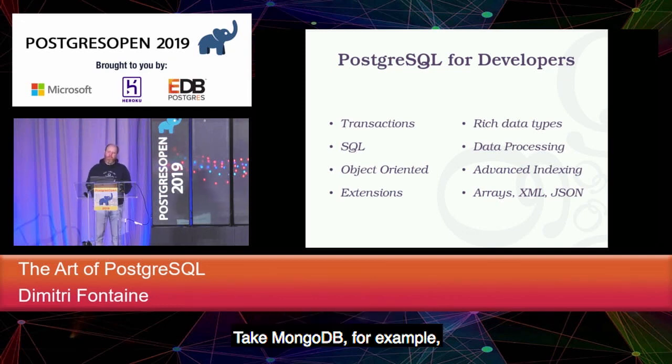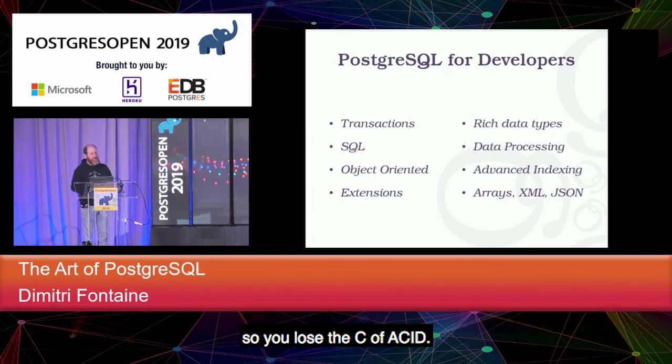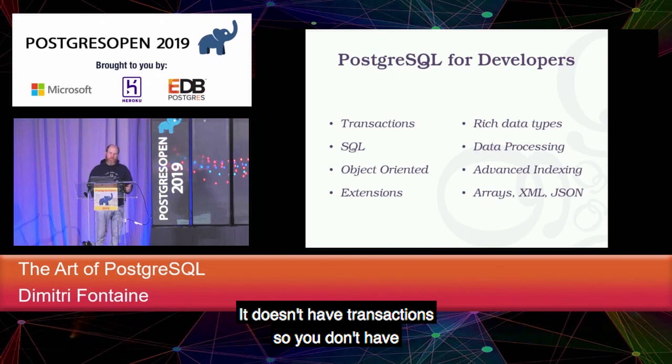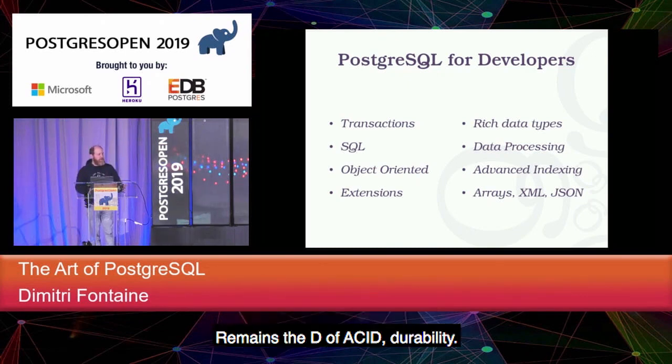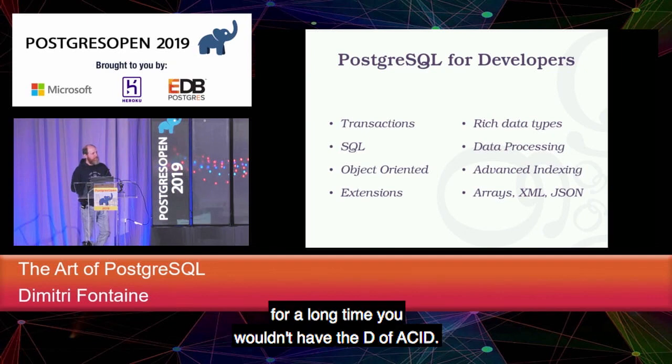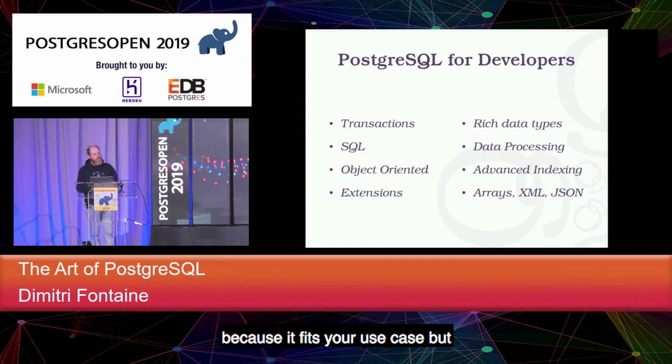Take MongoDB, for example. It's schemaless. That's a feature. It means you do not have consistency, so you lose the C of ACID. It doesn't have transactions, so you don't have the A nor the I of ACID. No atomicity, no isolation. Remains the D of ACID, durability. It used to not implement that. Apparently, they fixed it nowadays, but for a long time, you wouldn't have the D of ACID. So maybe it's fine to use it anyway in your application because it fits your use case.